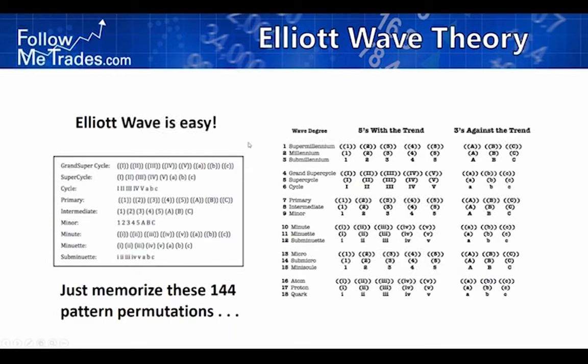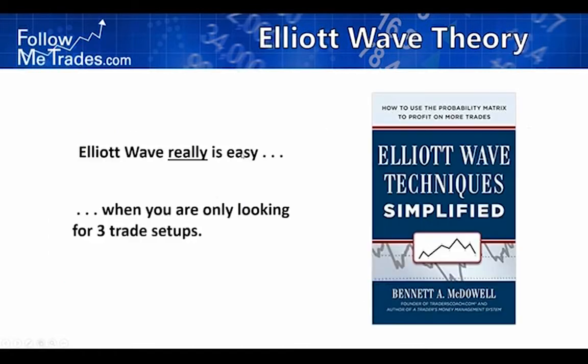So let's talk about Elliott Wave. I'm going to combine Elliott Wave with Ichimoku Cloud. So Elliott Wave is super easy, right? All you have to do is memorize these 144 pattern permutations, and you got it, right? You got to know about Millennium and Grand Supercycle and Minuette, right? Everybody ready for that? You got it? It's totally ridiculous. This is a typical approach to Elliott Wave, and we can just draw a big X through this, right? This is absolutely ridiculous. Nobody could deal with all this, right?